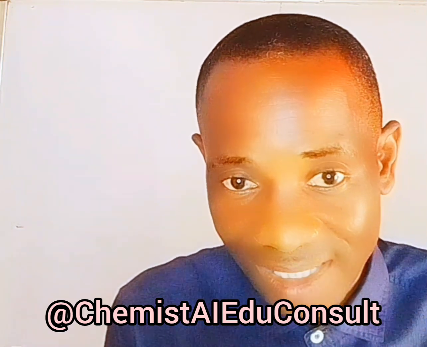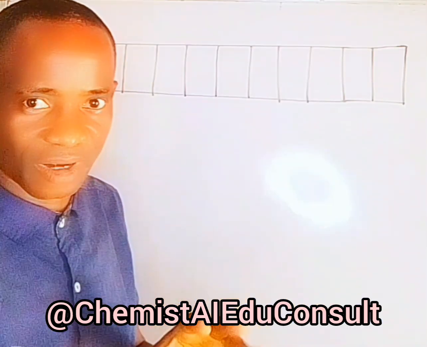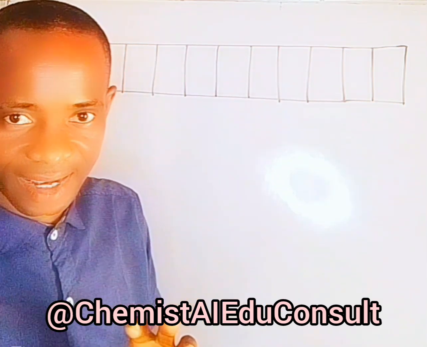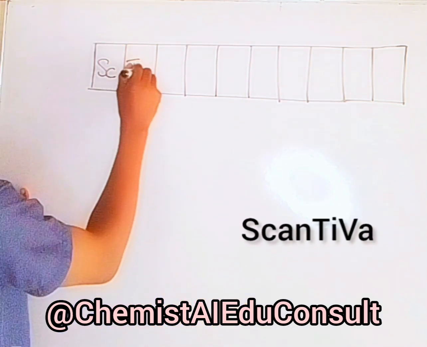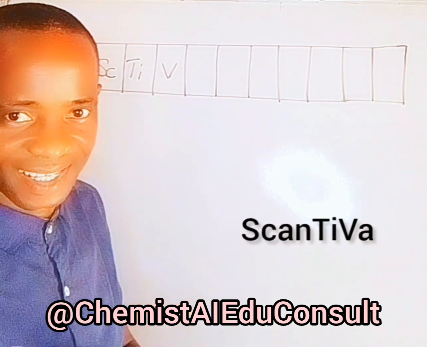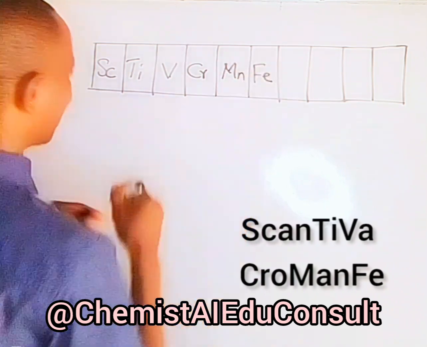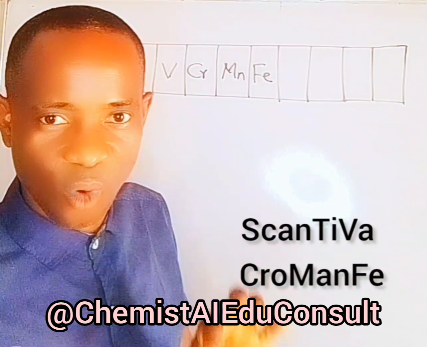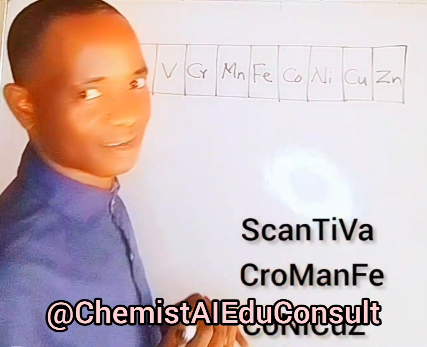I'm going to use the first transition series as an instance. Here is one acronym you can use to remember the first transition series. The first three is Scantiva, for scandium, titanium, vanadium. The next three is Chromanfe: chromium, manganese, iron. And the last four are Conecos: cobalt, nickel, copper, and zinc.